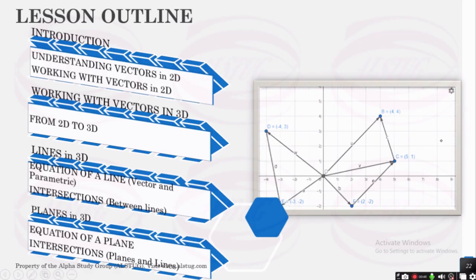In part 1, we studied everything that has to do with the introduction, that's understanding vectors. We did everything that has to do with this first part, understanding vectors in 2D, working with vectors. Today we are going to be talking on the second part, working with vectors in 3D and lines in 3D. These are the two things which we are going to see this time around. We are going to do our best to make it as snappy as possible as we delve into the study of vectors.